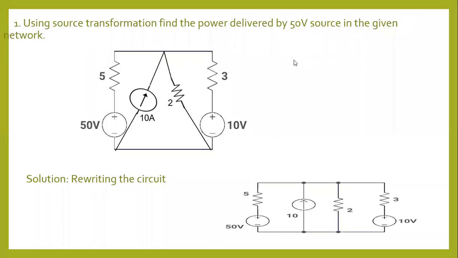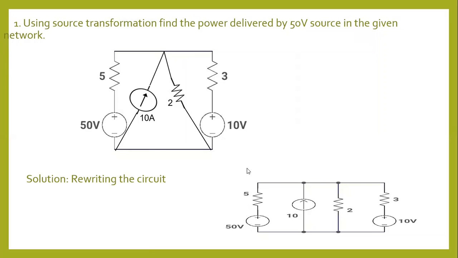Source transformation technique: find the power delivered by the 50 volt source in the given network. This is the circuit given. We have to find the power across the 50 volt source here. As the question asks about the 50 volt source, throughout the problem we are not going to touch this 50 volt source.